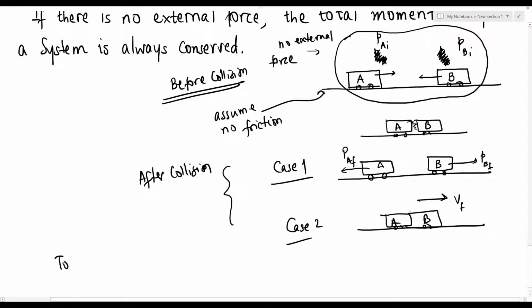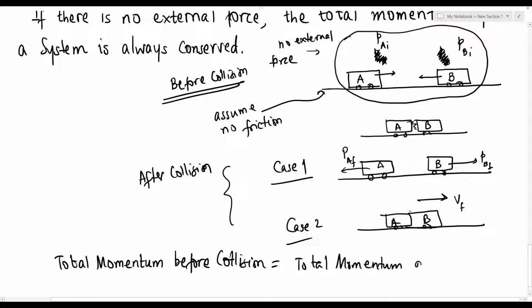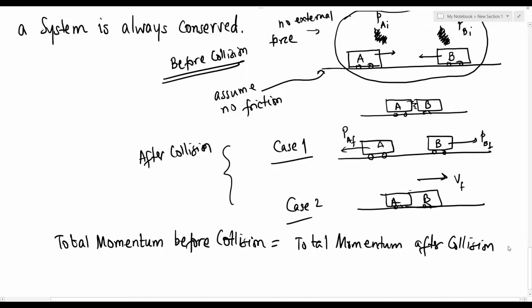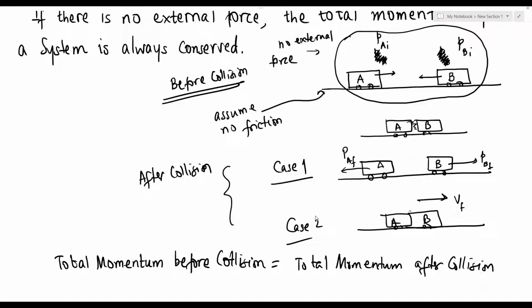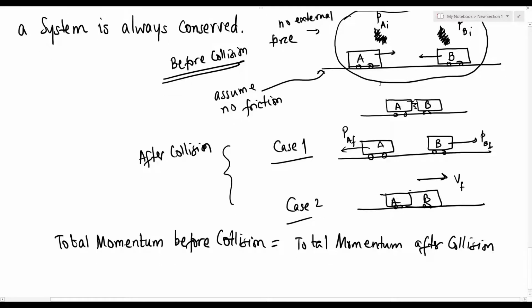So total momentum before collision should be equal to the total momentum after collision. And this principle will not work if there is friction or some other external force. It works only when there is no friction or external force.